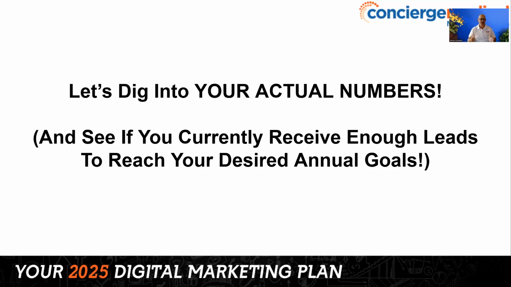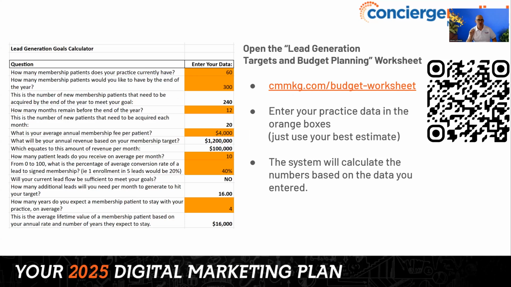We need to dig into your actual numbers, and based on your actual numbers, figure out if you currently receive enough leads to reach your desired annual goals. I've created a spreadsheet in Google Documents for you. It's called the Lead Generation Targets and Budget Planning Worksheet. Sharp just dropped the link into the chat. You can also scan the QR code, by the way, obviously I've got a lot of QR codes in here. You're welcome to scan if convenient. This is what the spreadsheet looks like, and we're going to work through this in just a moment.